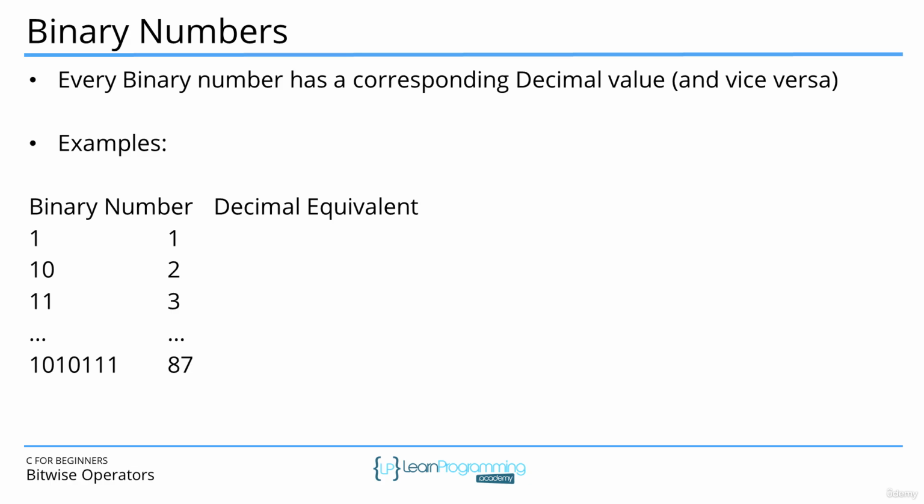Examples here. 1 is equal to 1, 10 is 2, 11 is 3. These are simple conversions. Again, usually they have more bits. 1010111.